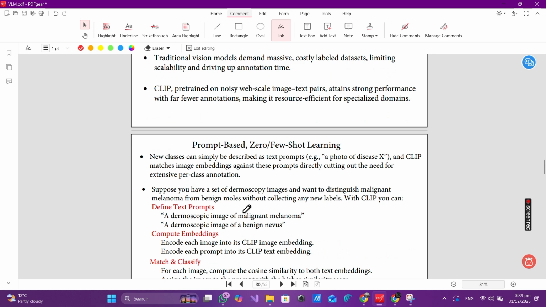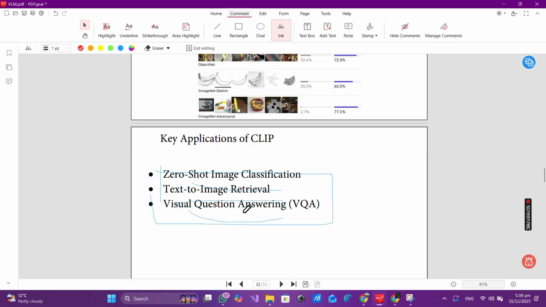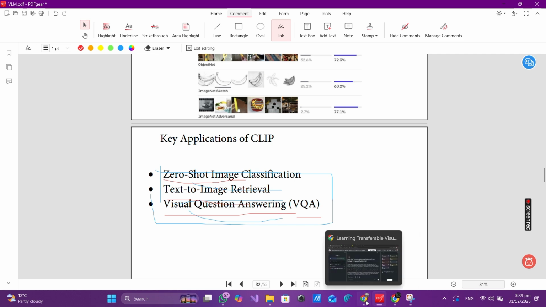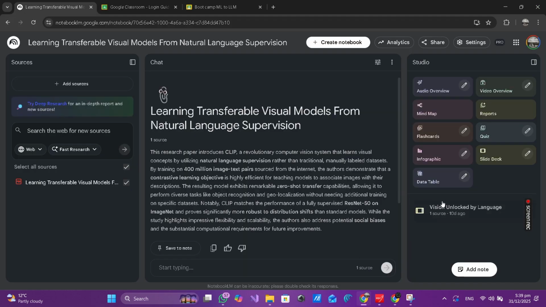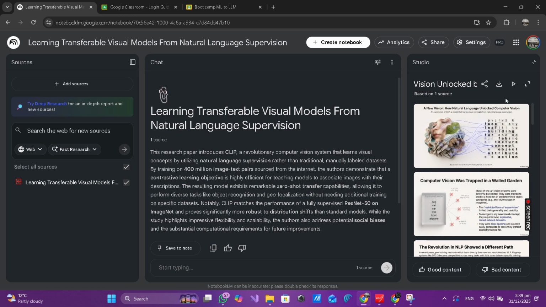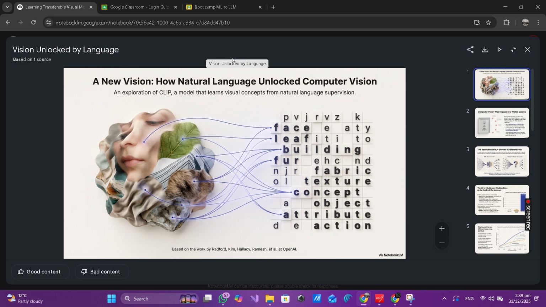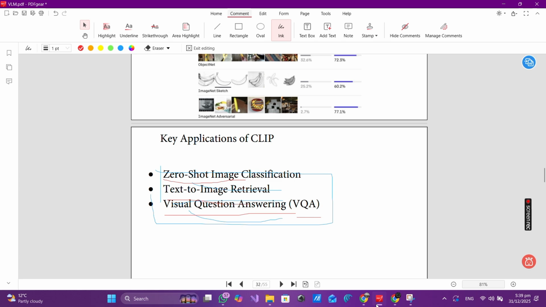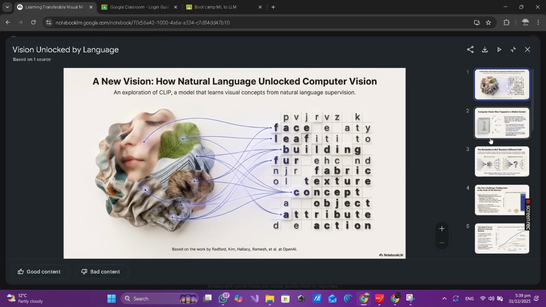All right, and these are the key applications of CLIP: zero shot image classification, text to image retrieval, and visual question answering. You can pass the image and ask different questions. Zero shot image classification is what we just did. This was the main idea of the CLIP model, right? That's for now. Let's look into some more concepts here.